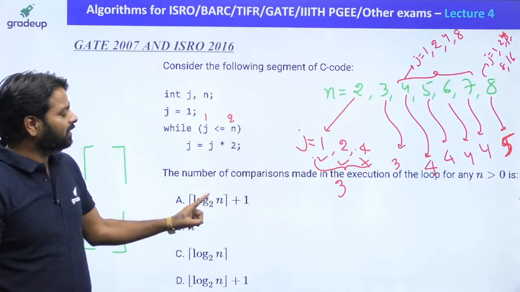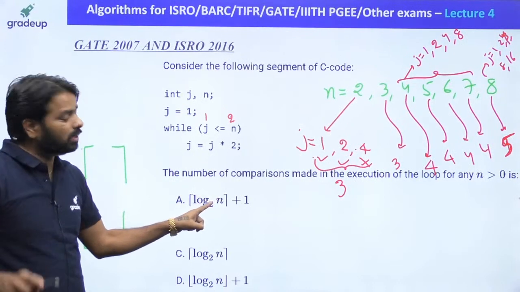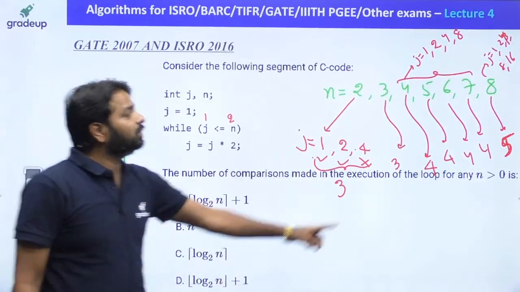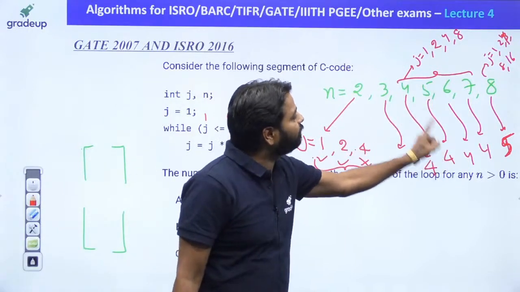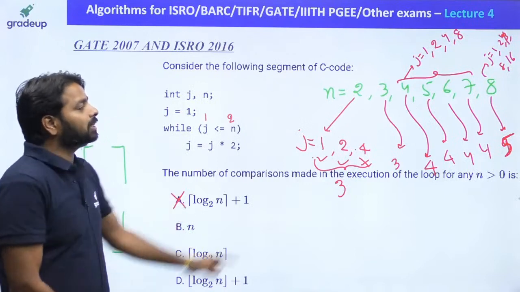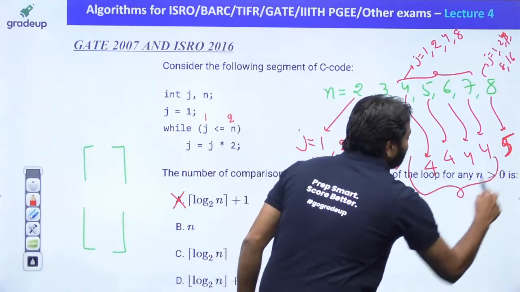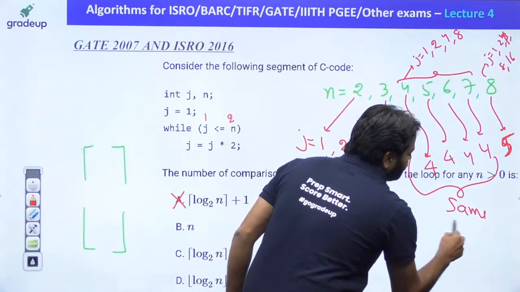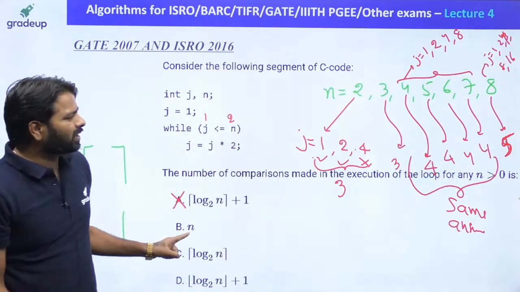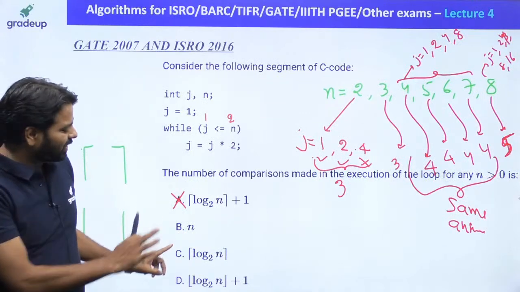5, 6, 7. If you apply log 5 base 2, 2 point something, 3 plus 1, you are getting 4. For 5 you are getting 4, but for 4 you are getting 3 only. So it's not correct, because for 4, 5, 6, 7 you should get the same answer. Let's see who is giving 4. And this one, for n 4, 5, 6, 7, is wrong.